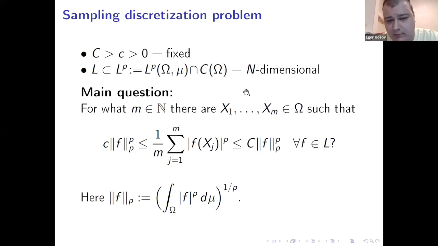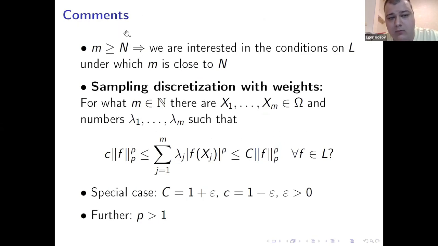Assume we have two constants, and we are given some space L, and for simplicity, we assume that the space consists of continuous functions on some domain omega, and mu is a probability measure. L is an n-dimensional subspace. The main question is for what integers m we can find points x1, ..., xm in our domain such that we have this discretization inequality for every function f in our L. And this is the notation for the L^p norm. So this is the main question which was discussed in previous talks.